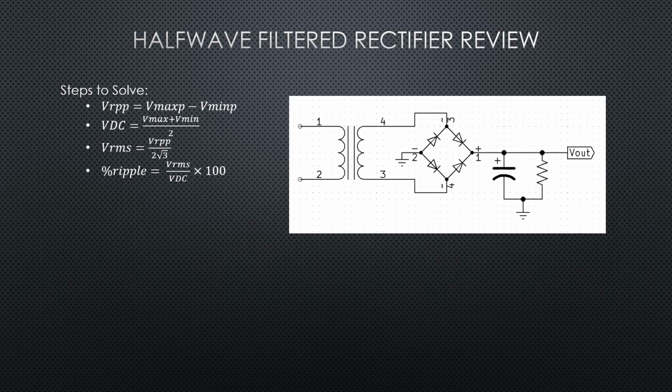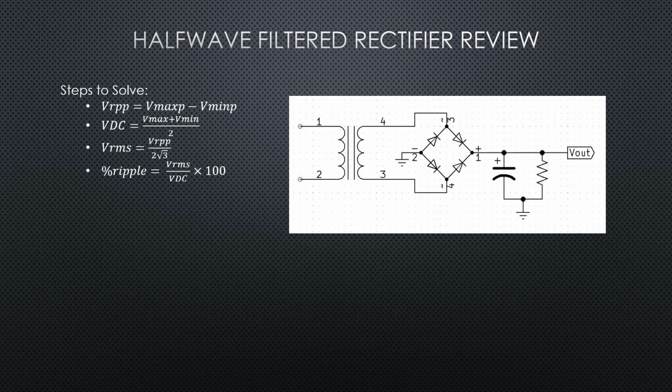And once we have our V min in terms of peak, we can now calculate our V ripple peak to peak by subtracting that V min peak from the V max peak. We know that the VDC is simply the average, the voltage that's right between the V max and the V min, so V max plus V min divided by 2.